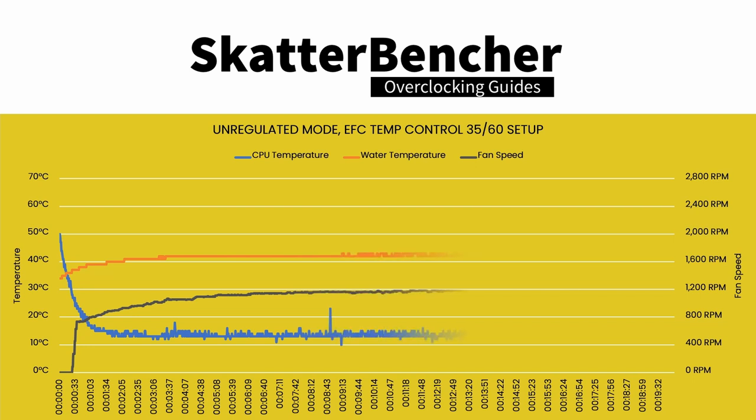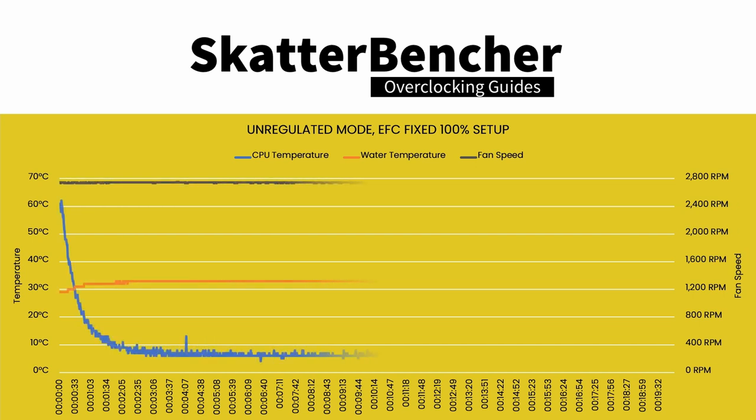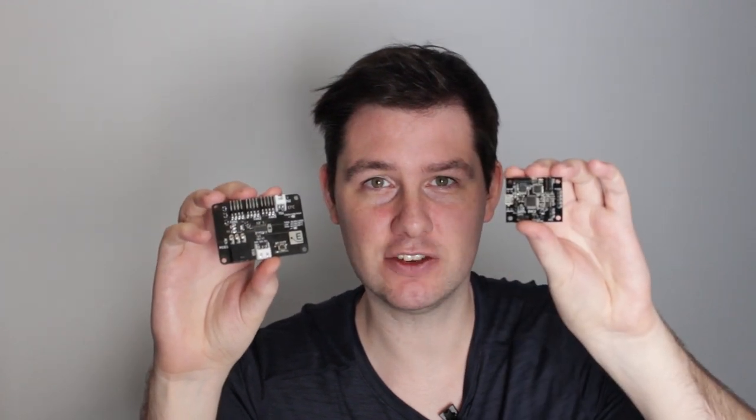When configuring the ElmorLabs EFC to temperature controlled fan curve with low high points set to 35 and 60 degrees Celsius, we see that the water temperature remains stable at around 43 degrees Celsius with a fan speed of 1200 RPM. When configuring the ElmorLabs EFC to fixed fan duty cycle of 100%, we see that the water temperature remains stable at around 33 degrees Celsius with a fan speed of 2800 RPM. At the end of the day, each of these configurations really is a set and forget kind of a thing. And it just boils down to what kind of a fan RPM you want or what kind of a water temperature you're comfortable with.